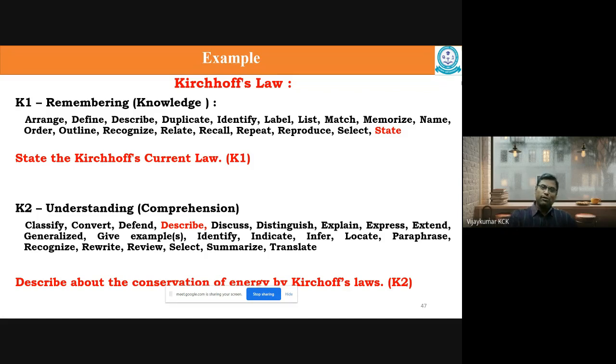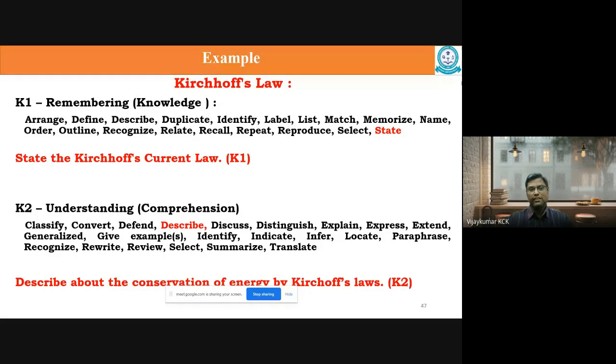For example, when I take the Kirchhoff law, of course, I'm not an electrical man, I'm a mechanical man. Just for the sake of example, this program is being organized by the electrical department, so I think this is a more suitable area wherein I can use an example from EEE. For Kirchhoff law, remembering, when you put the question like state the Kirchhoff current law, this is a direct question just to recollect, so we can assess the remembering aspect of the student.